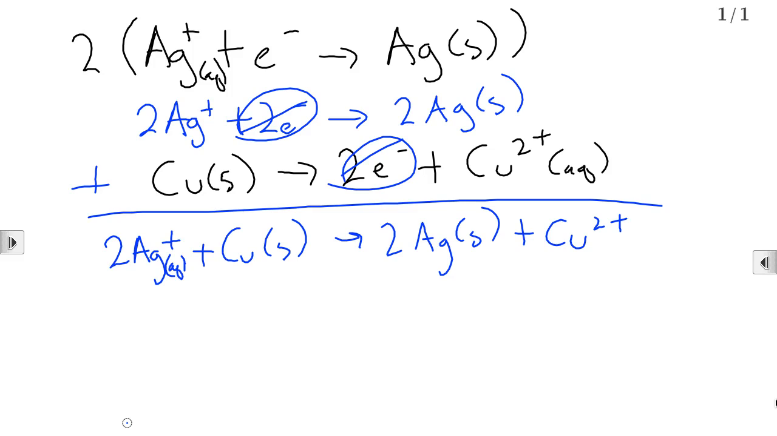What I mean by that is I have 2 pluses over here, and I have 2 pluses up here, right? And then your elements themselves, like 2 silvers and 2 silvers, and then the coppers. If that ain't right, then you did something wrong.